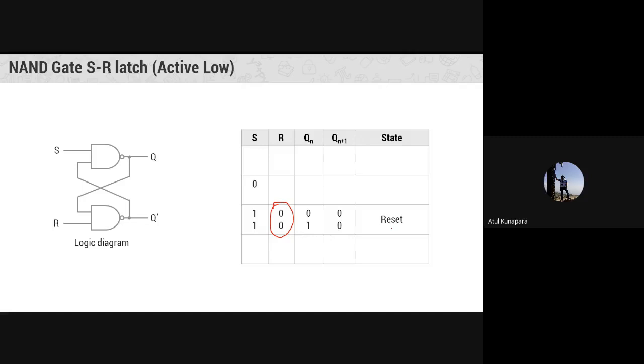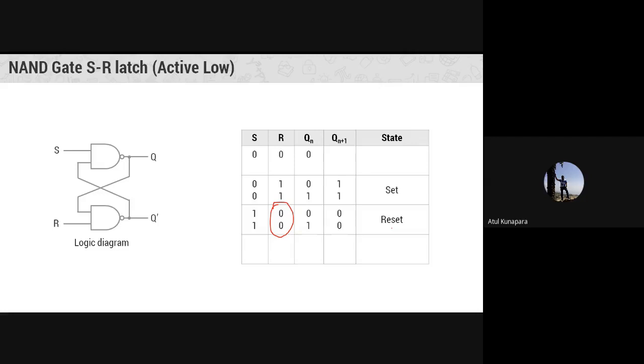Likewise, when you are putting S equal to 0 and R equal to 1, if your Qn is equal to 0 earlier, it will convert it to 1. And if it is Qn equal to 1, it will keep it as 1. And that is what we call a set condition. In short, you can simply understand between NOR logic gate circuit and NAND logic gate circuit here, that your latch will be set when S equal to 1 in case of NOR gate, but when S equal to 0, it is going to set when it is NAND gate.